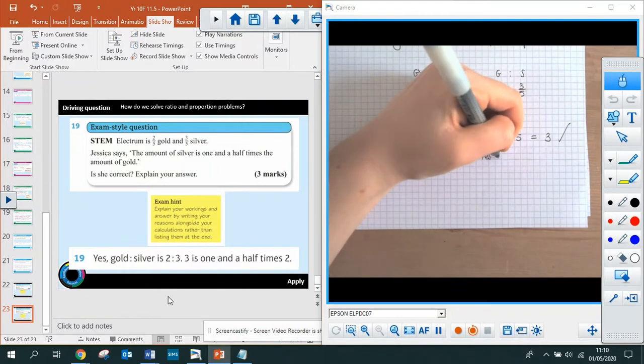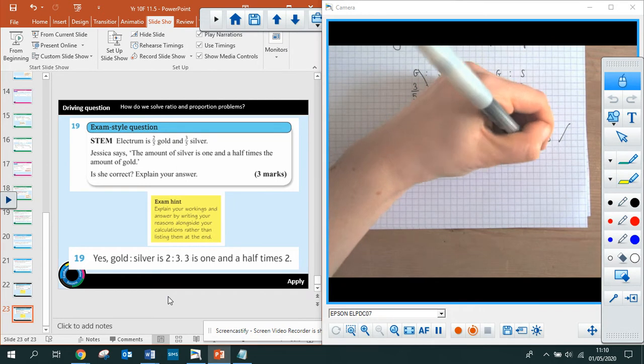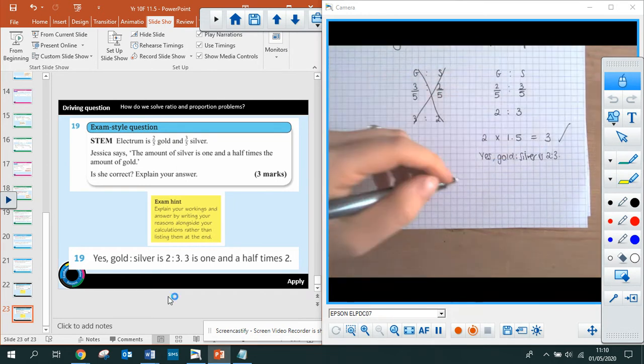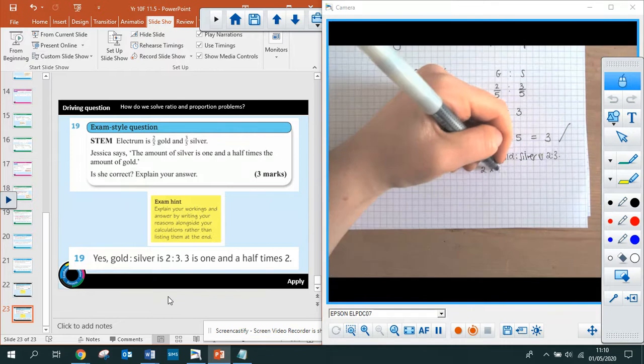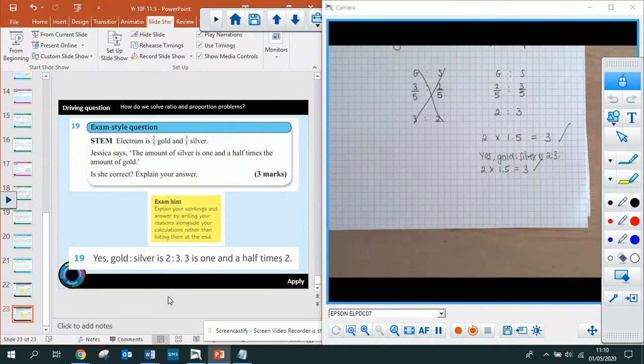They've put in the answer, gold to silver is 2 to 3. And then you can say 2 times 1.5 is equal to 3. Okay, therefore it means that Jessica is correct.